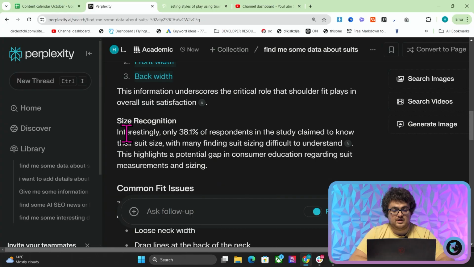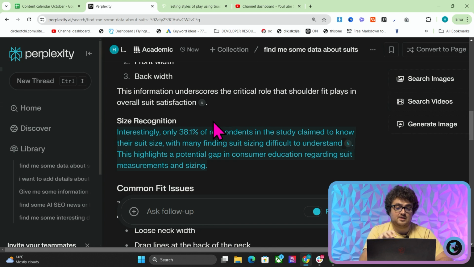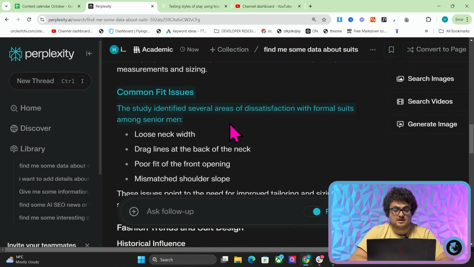Size recognition. Interestingly, only 38.1% of respondents in the study claim to know their suit size. That does not surprise me, with many finding suit sizing difficult to understand. This highlights a potential gap in consumer education regarding suit measurements and sizing. Also, in my head, while I'm thinking about this, I'm thinking how this could be applied to your website, right? You could have an AR, augmented reality, scanner of your body to help people choose a suit size, which is something that we have actually previously discussed in the company.